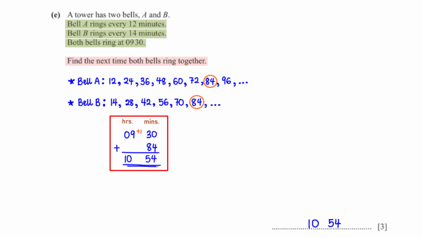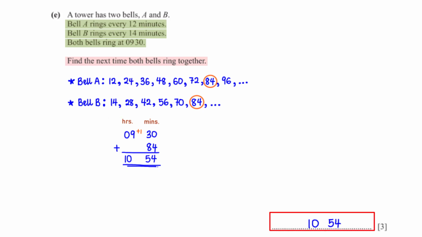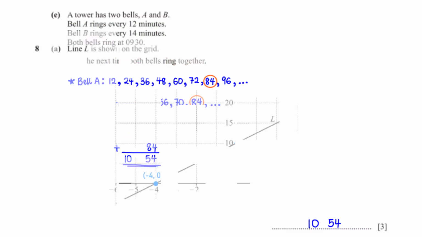Under the minute column, 30 plus 84 is 114. 60 minutes is 1 hour, so we add 1 to the hour column and leave the remaining 54 minutes under the minute column. Under the hour column, 9 plus 1 is 10, so the bells ring together at 10:54.